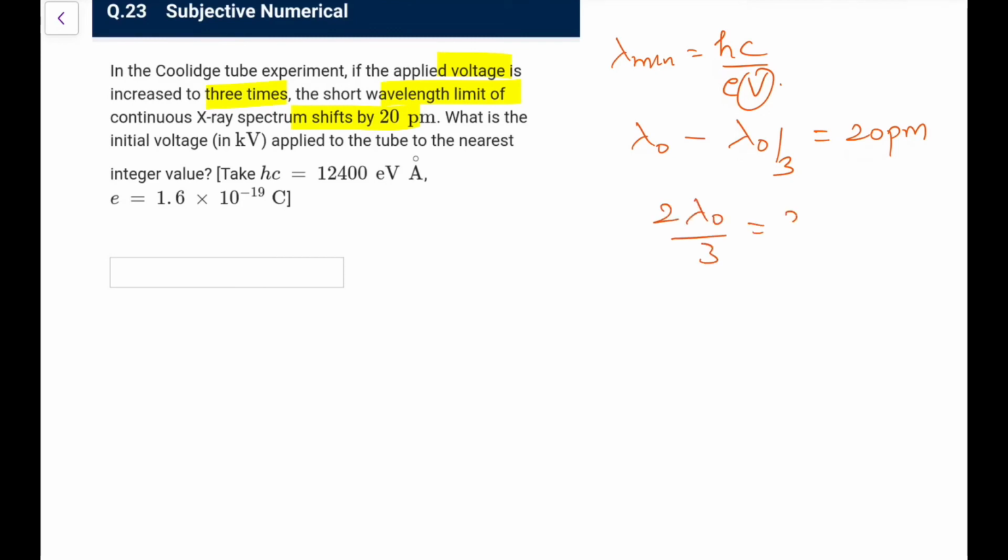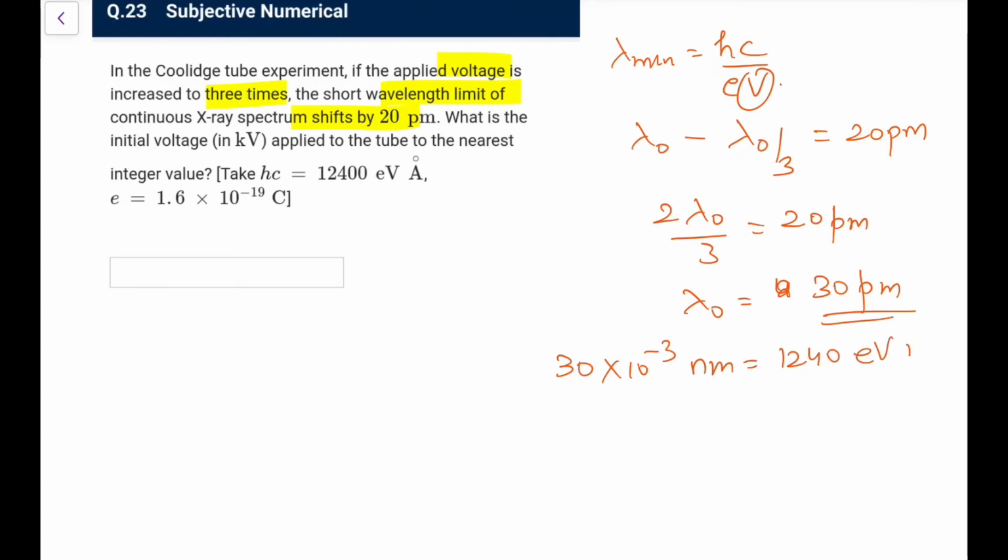So what you have, 2 lambda naught by 3 is equal to 20 picometers. So lambda naught comes out as 60 by 2, or you can write 30 picometers. So lambda naught is 30 picometers. 30 pico you can write as 10 to the power minus 3 nanometers, which would be equal to 1240 eV nanometer upon eV naught. That is the initial voltage.